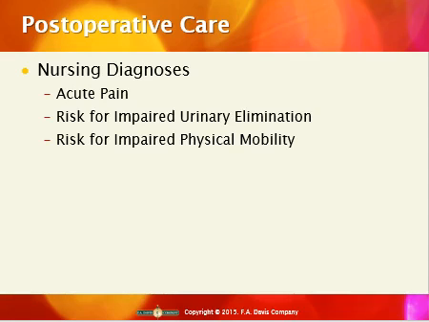Your nursing diagnoses include acute pain, risk for impaired urinary elimination, and risk for impaired physical mobility. You want to monitor color, warmth, and pulses in the extremities. Monitor for changes in circulation, movement, and sensation. Report any changes to the physician. Monitor for pain. Monitor surgical site and for any drains.